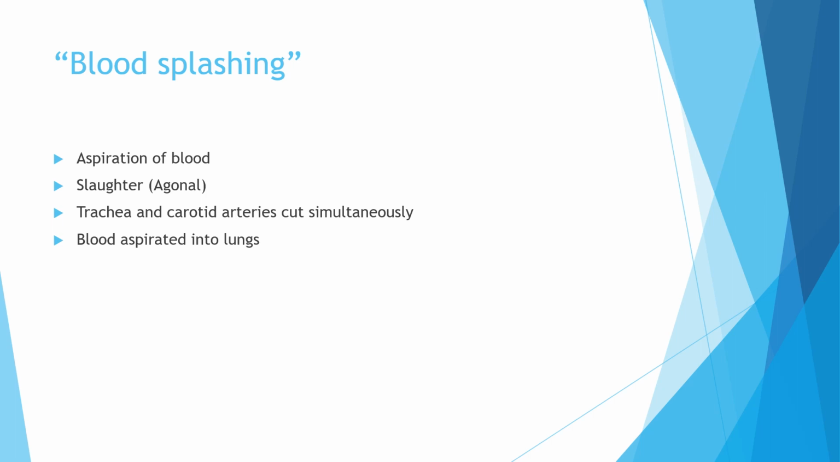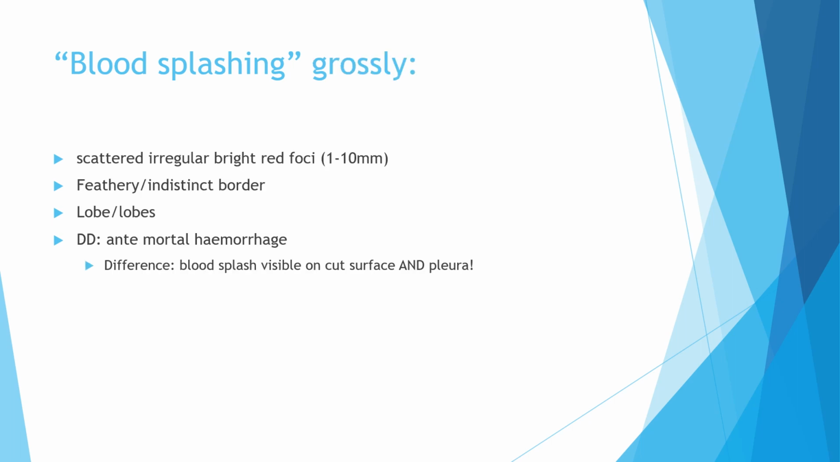I mentioned blood splashing earlier, which occurs through aspiration of blood when there's simultaneous severing of the trachea as well as the carotid arteries. Blood is then aspirated into the lungs. And often what you'll see is these feathery borders or indistinct borders of blood foci within the lung. And that often tells you that this is most likely aspirated blood.